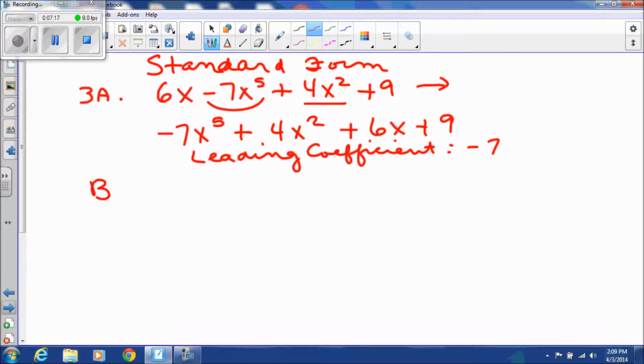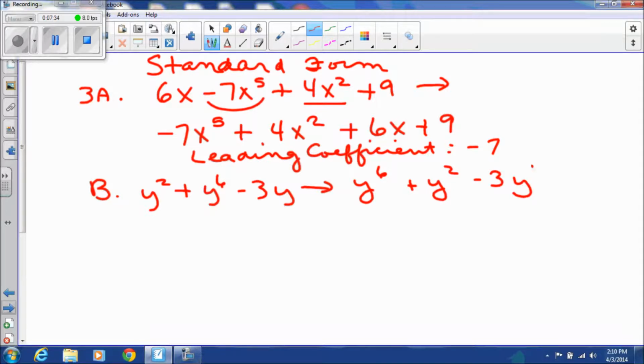Another example, y squared plus y to the 6th minus 3y, written in standard form, becomes y to the 6th with a degree of 6, plus y squared. This term has a degree of 2, minus 3y. The last term has a degree of 1. We've written this in standard form. The leading coefficient: I don't see a coefficient for my y to the 6th, so we know it's an invisible 1. We know that the leading coefficient is 1. That's how we put our polynomials in standard form.